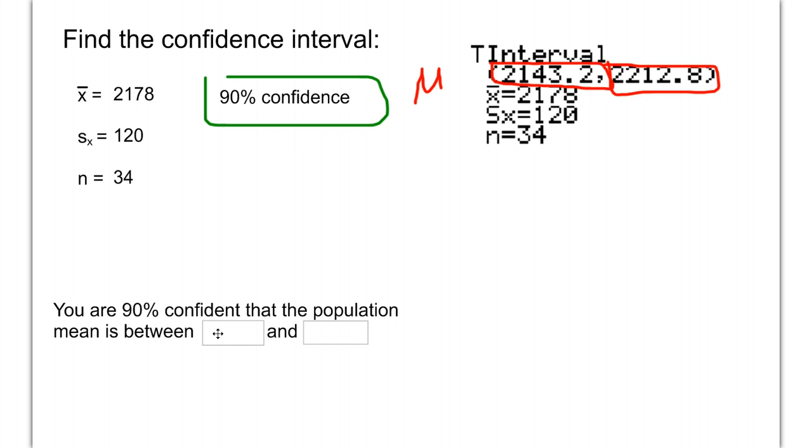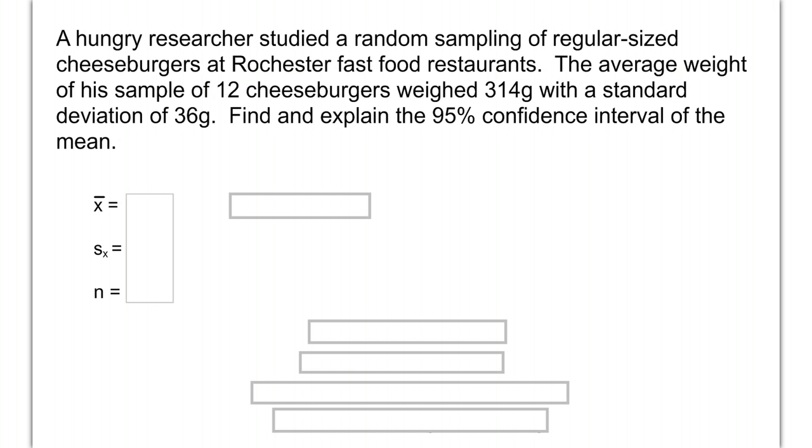As far as creating a quick sentence that explains what that means, again, we are 90% confident that the population mean, the mean of the entire population, not just the sample, is between 2,143.2 and 2,212.8. Let's look at a more applied example, and let's go more in depth with the meaning of that interval. A hungry researcher studied a random sampling of regular-sized cheeseburgers at Rochester fast food restaurants. The average weight of his sample of 12 cheeseburgers was 314 grams with a standard deviation of 36 grams. Find and explain the 95% confidence interval of the mean.